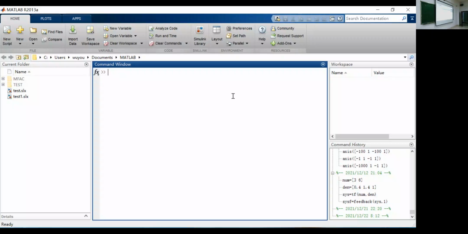Okay, let's get started. For real. Exactly which page? Today I bring my laptop to show you guys some knowledge about how to use MATLAB to do simulations. Okay.